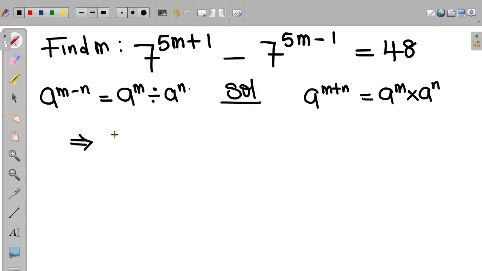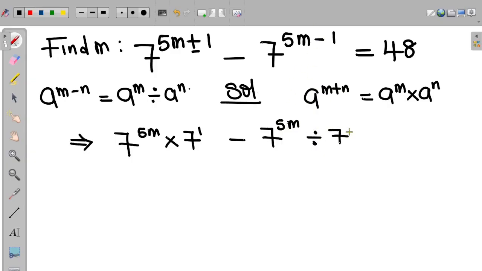The equation becomes 7 to the power of 5m times, since I have addition here, multiply by 7 to the power of 1, minus 7 to the power of 5m divided by, since I have subtraction here, 7 to the power of 1. Everything is equal to 48.